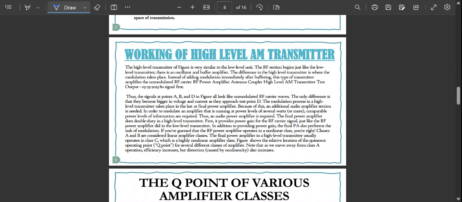And the final power amplifier does double duty in a high-level transmitter. First, it provides power gain for the RF carrier signal, just like the RF power amplifier did in the low-level transmitter. In addition to providing power gain, the final PA also performs the task of modulation. If we have guessed that the RF power amplifier operates in a nonlinear class, then we are right. Classes A and B are considered linear amplifier classes. The final power amplifier in a high-level transmitter operates usually in class C, which is a highly nonlinear amplifier class.